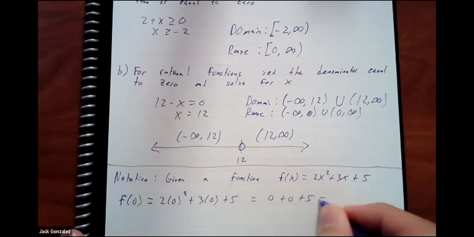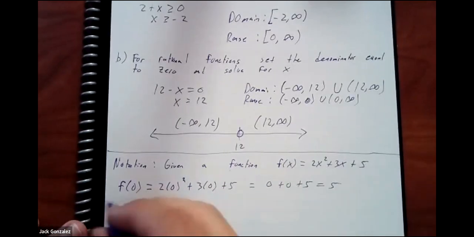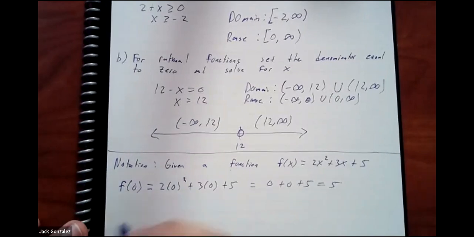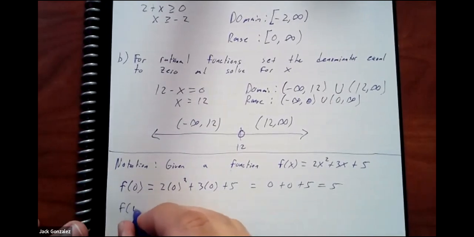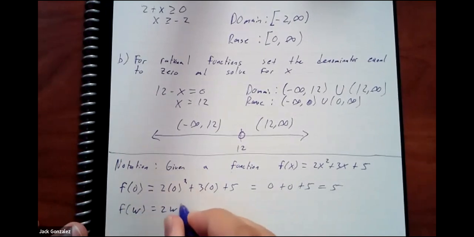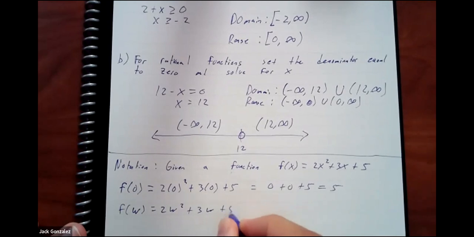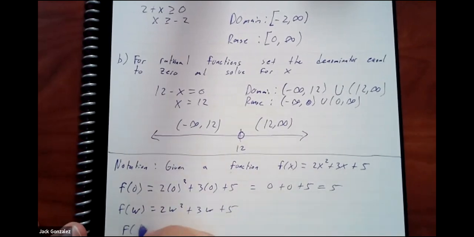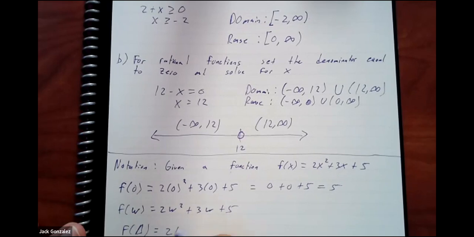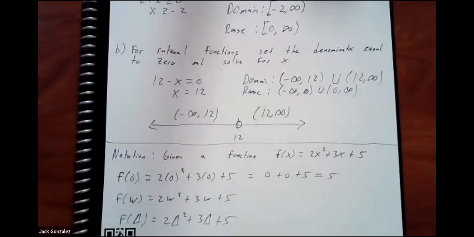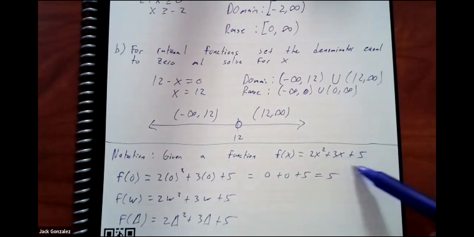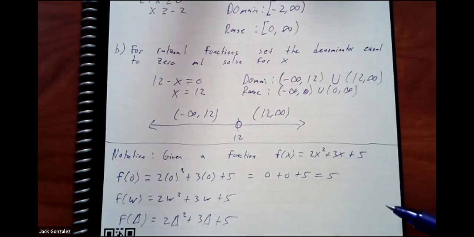It doesn't matter what it is. If it's in this parentheses, f of something, that means you plug it in. So if it's a w, we'll plug it in. If it's a triangle, plug it in. Or delta. That's the notation. If you see f of something, you plug it in for every x. Where f is the given equation here.